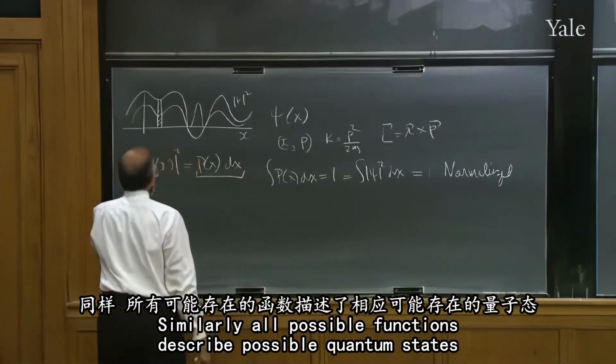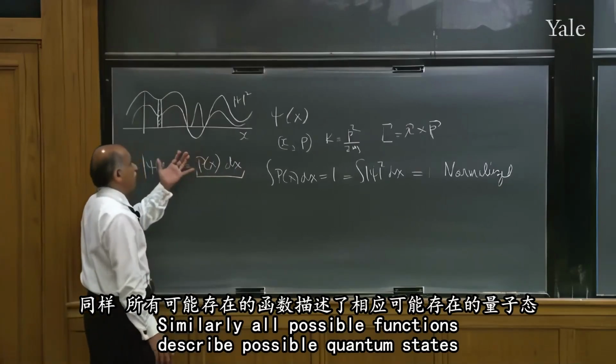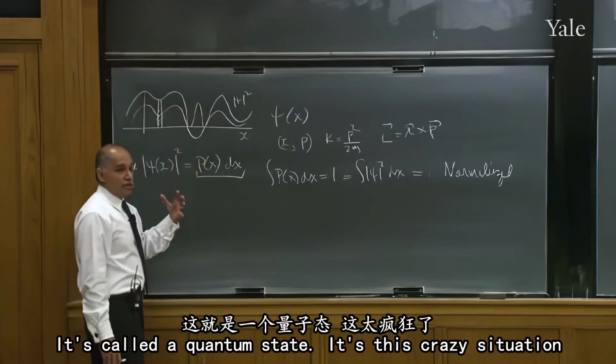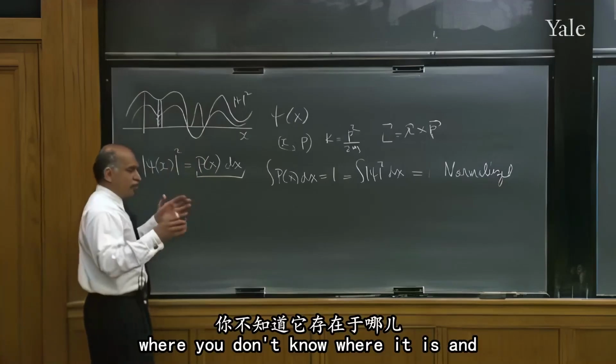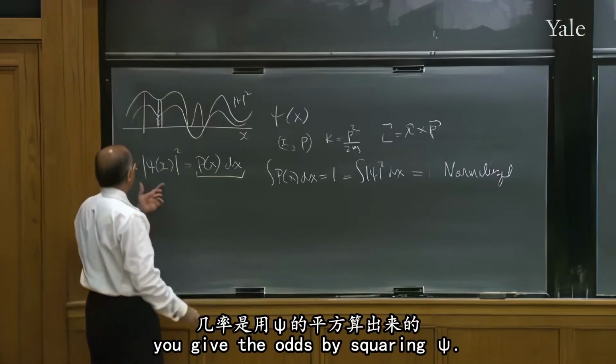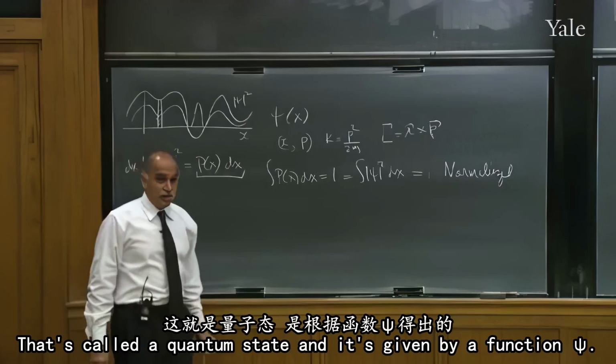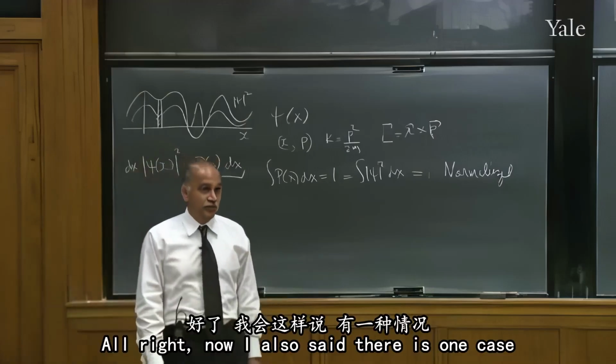Similarly, all possible functions describe possible quantum states. It's called a quantum state. It's this crazy situation where you don't know where it is, and you give the odds by squaring psi. That's called a quantum state, and it's given by a function psi.